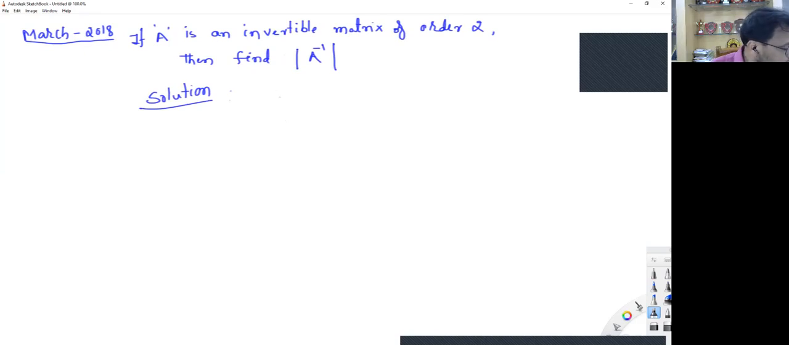Now here you see, the determinant of A inverse is equal to 1 by determinant of A. So this is a direct solution for this. Determinant of A inverse is equal to 1 by determinant of A.